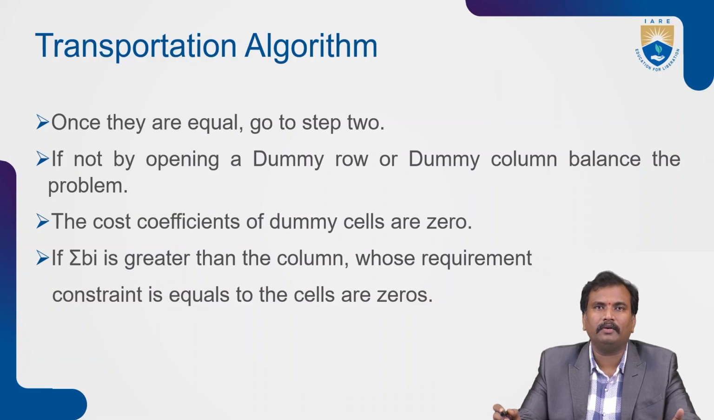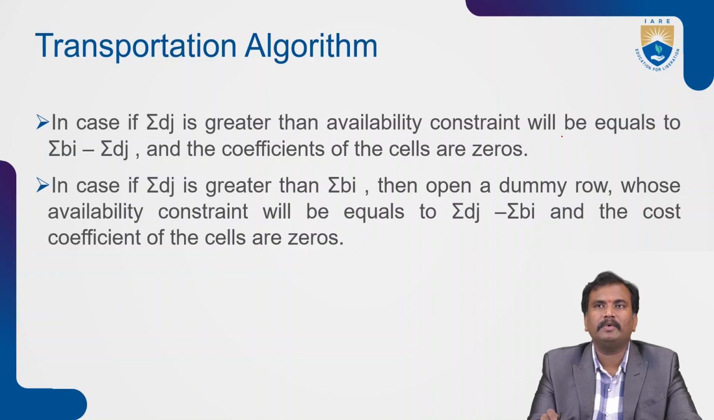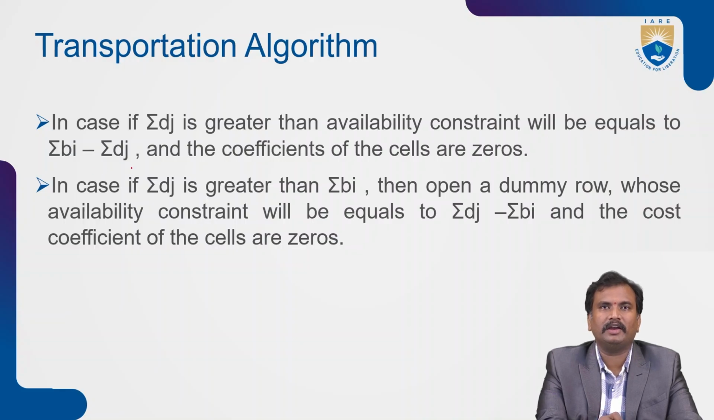If they are not equal, we have to open a dummy row or a dummy column in order to balance the problem. The cost coefficients of dummy cells are 0. If summation of bi is greater than summation of dj, open a dummy column whose requirement constraint equals summation of bi minus summation of dj, and the cost coefficients of the cells are zeros.